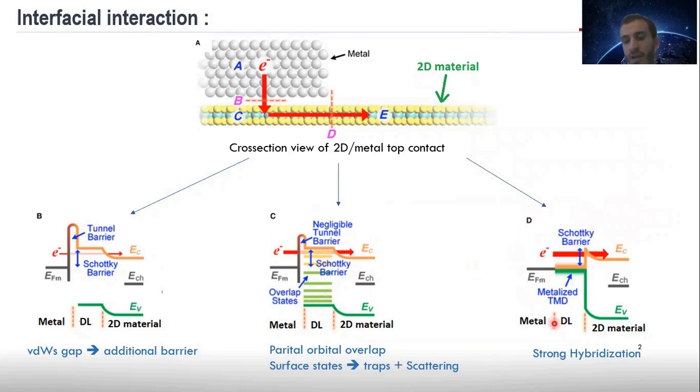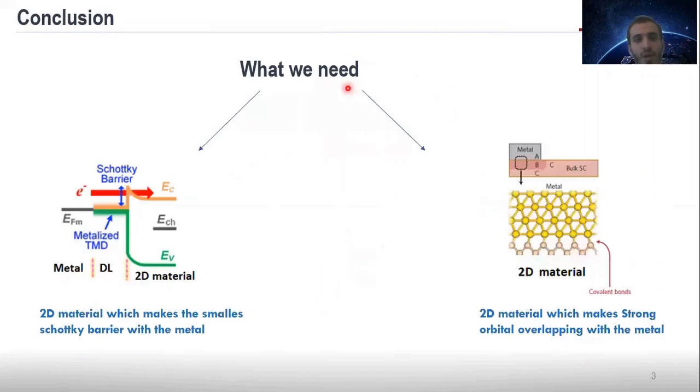And the third scenario, which is the perfect one, is where you have a strong hybridization between the metal and the 2D material, and the only problem that you need to take into account is the Schottky barrier. So in the end, to conclude, when having a 2D material in interface with a metal, you need to choose the material in such a way that they make a very small Schottky barrier, and at the same time you need to choose materials which make a very strong hybridization. They need to make a full covalent bonding. And that's it. Thank you.